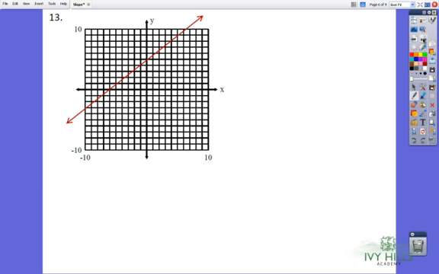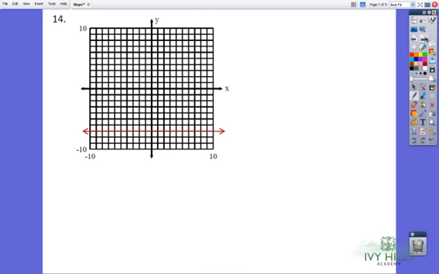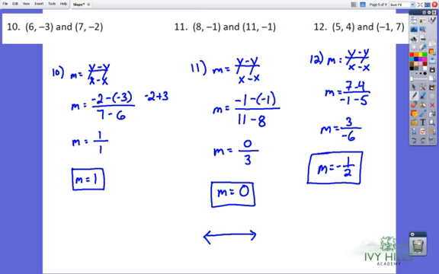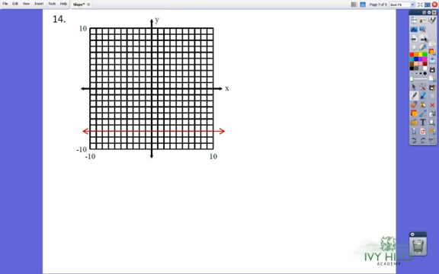For numbers 13, 14, 15, and 16, we want to identify what kind of slopes they have: positive, negative, 0, or undefined. As a line increases as it works itself from left to right, this is obviously going up. This is going to have a positive slope. Number 14, this is a line that goes straight left and right. As we said back in number 11, any line that has a 0 slope is a line that goes straight left and right. So number 14 is going to have a 0 slope as well.